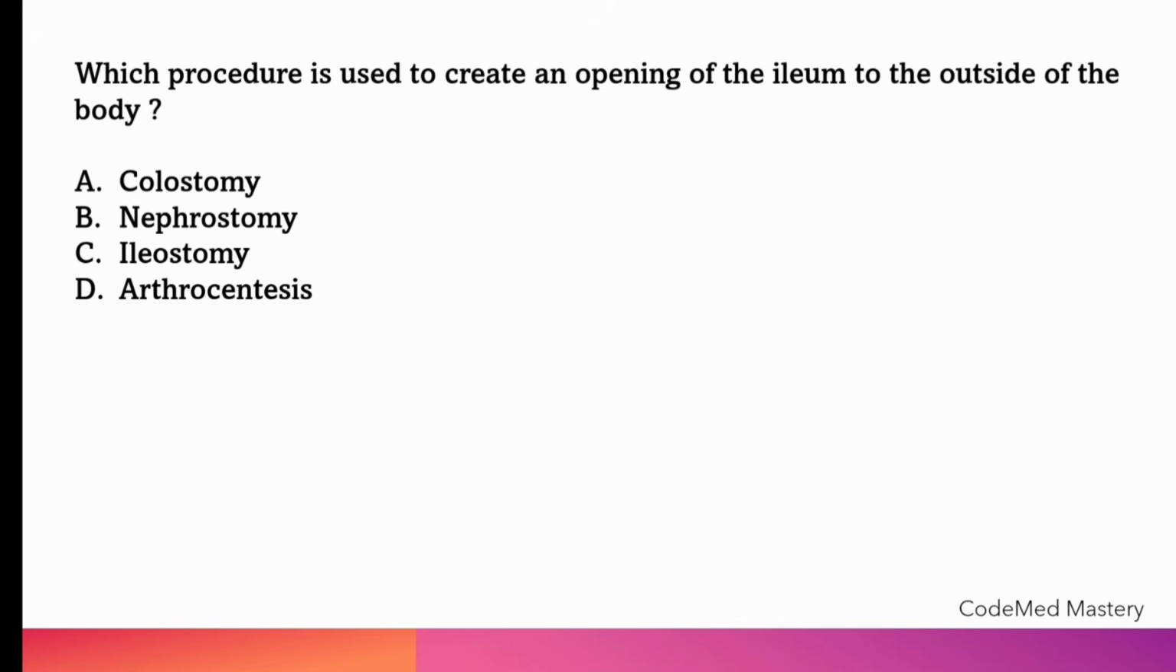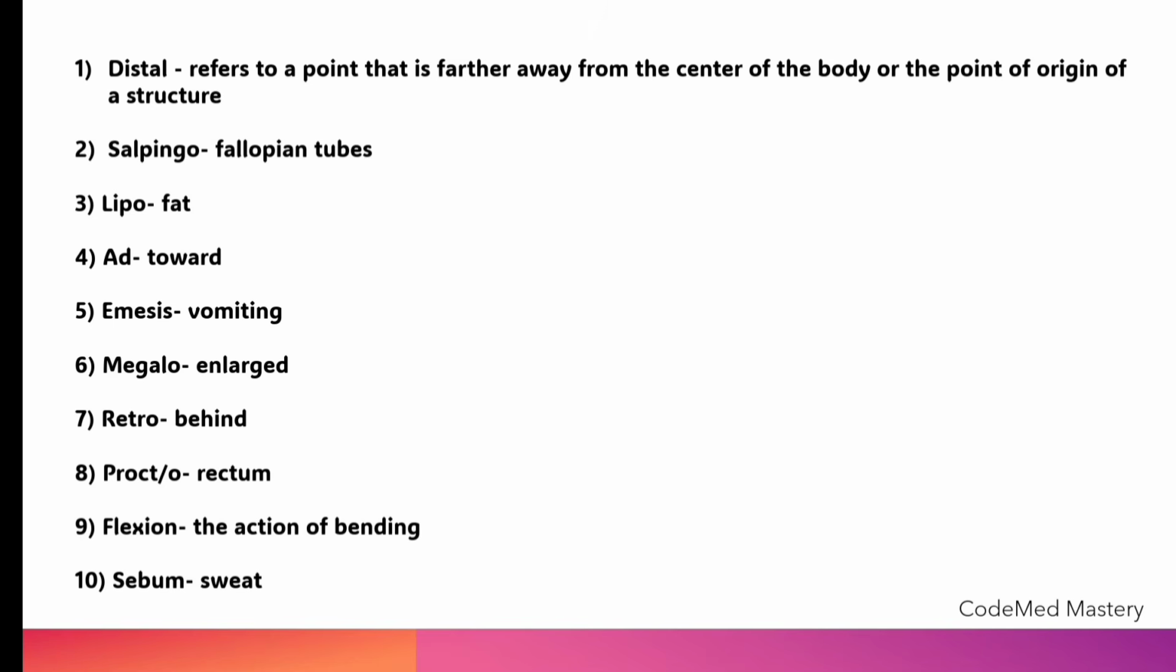Which procedure is used to create an opening of the ileum to the outside of the body? Option A, colostomy. Option B, nephrostomy. Option C, ileostomy. Option D, arthrocentesis. The correct answer is option C, ileostomy. Ileostomy is a surgical procedure that creates an opening from the ileum to the outside of the body through the abdominal wall.